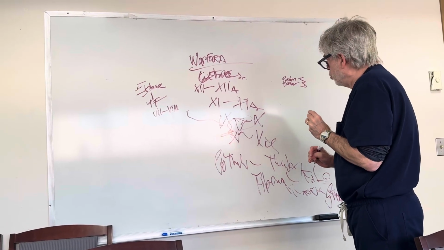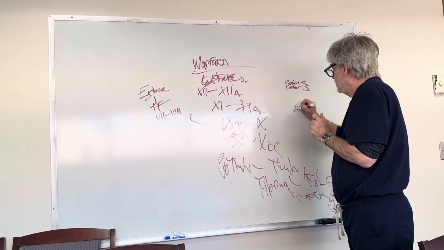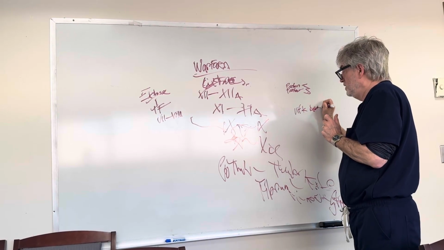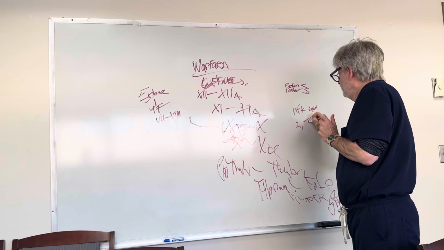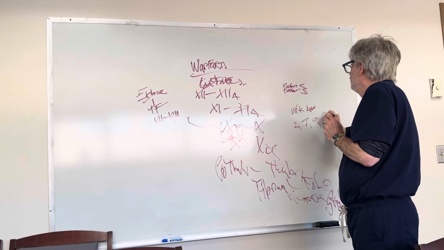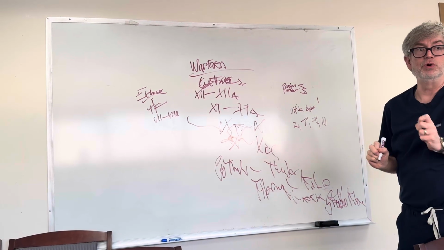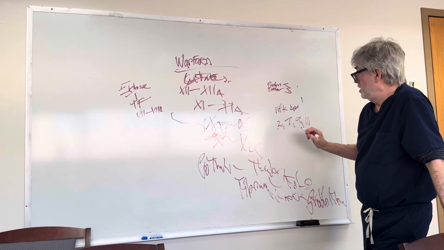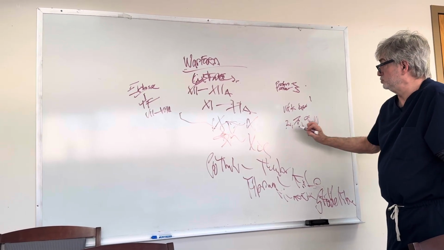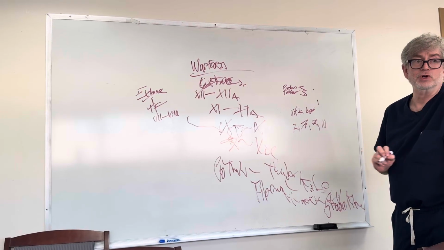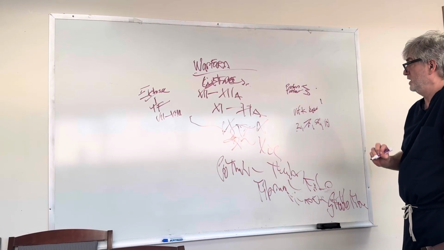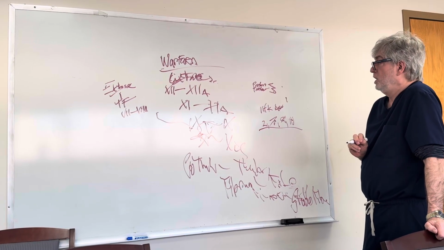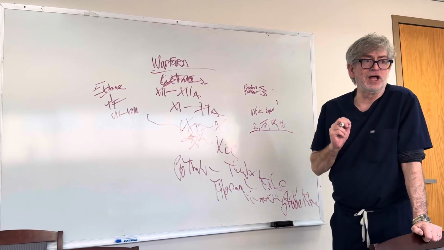Warfarin inhibits the vitamin K dependent factors. So it inhibits factor 2, factor 7, factor 9, factor 10, and protein C and protein S. Factor 2 is prothrombin, factor 7 is proconvertin, factor 9 is Christmas factor, factor 10 is Stewart factor. This is where this works. And it takes time for it to work.